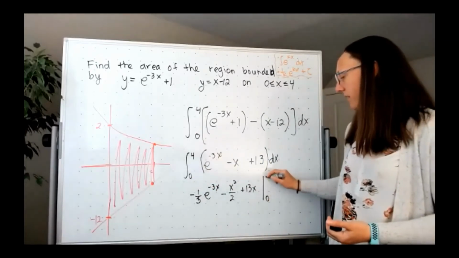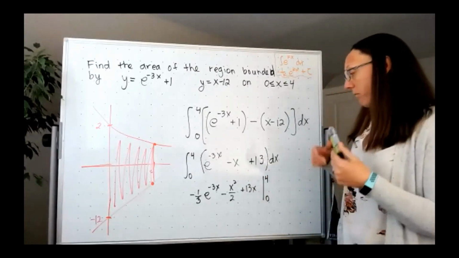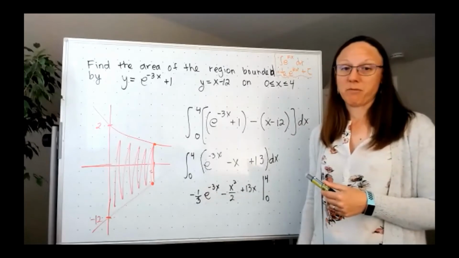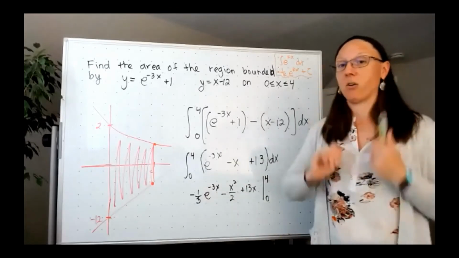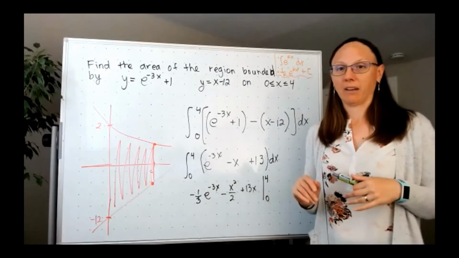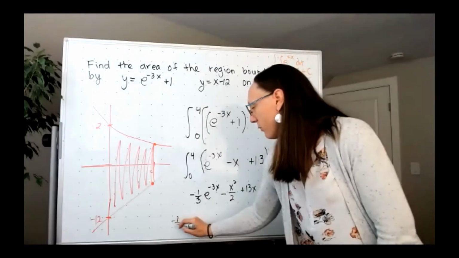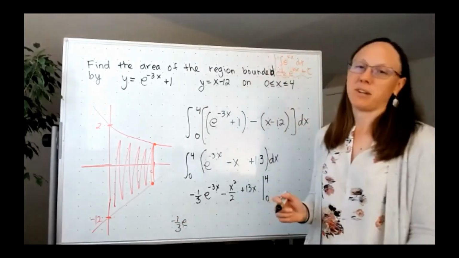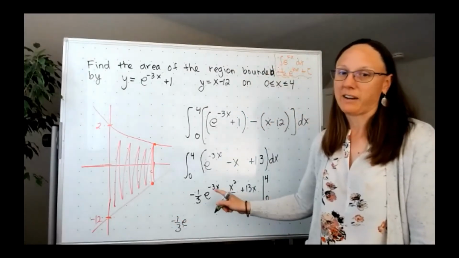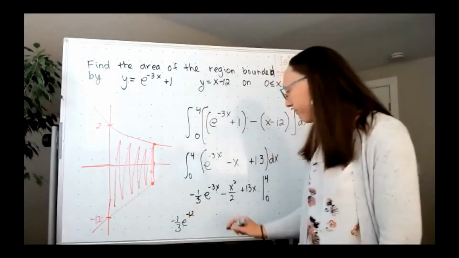So I'm going to put in the 0 to 4. Now we're going to plug in the 4 and subtract off plugging in the 0. What we're not going to do is simplify our answer in any way. I'm just going to plug in the 4 and have negative 1/3. Oh wait, I lied. I'm going to simplify a little bit. Negative 3 times 4 is negative 12. I am going to write that as negative 12.